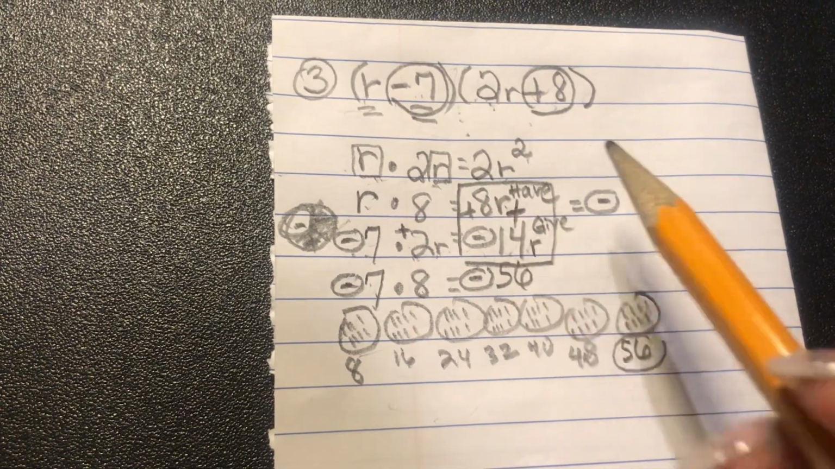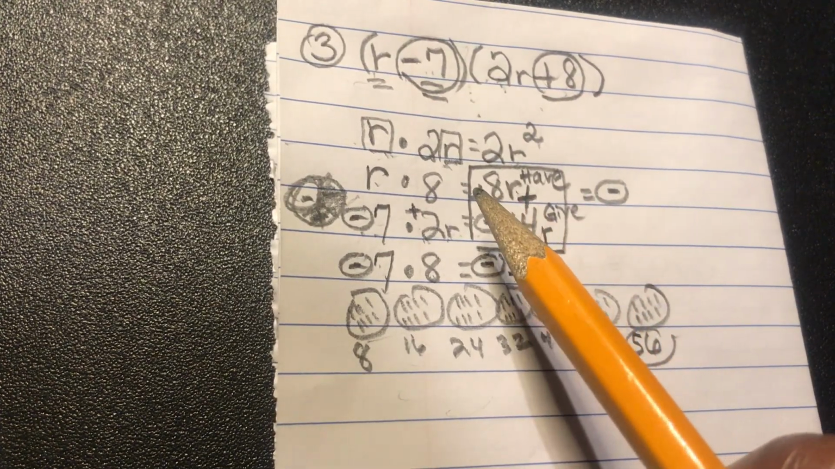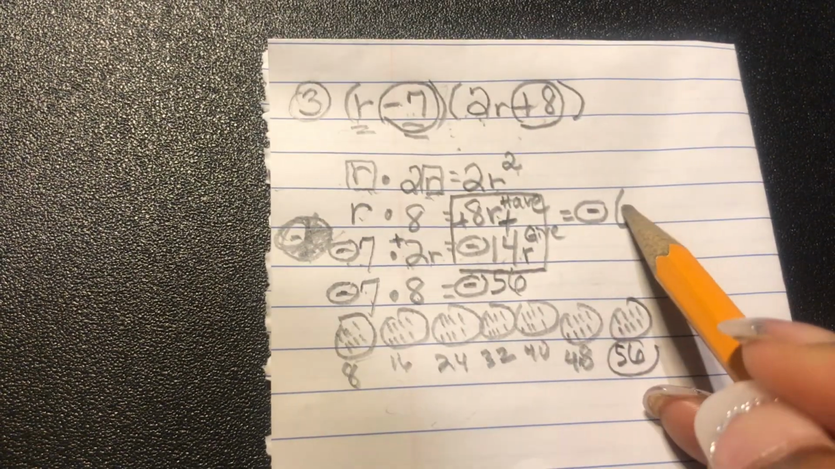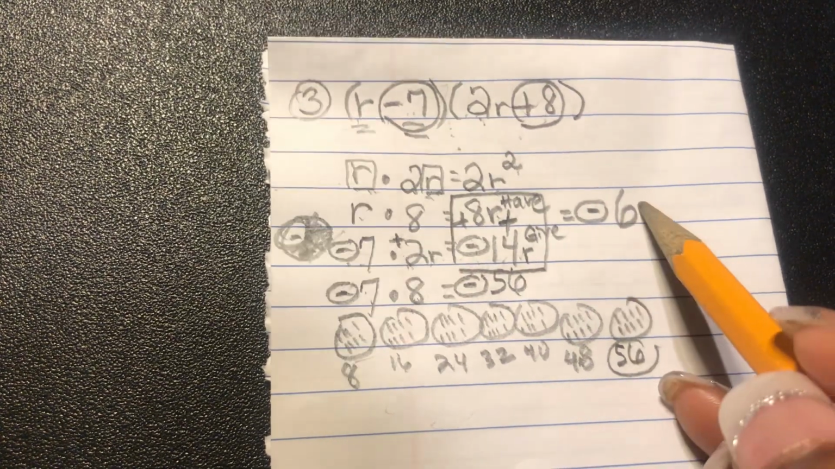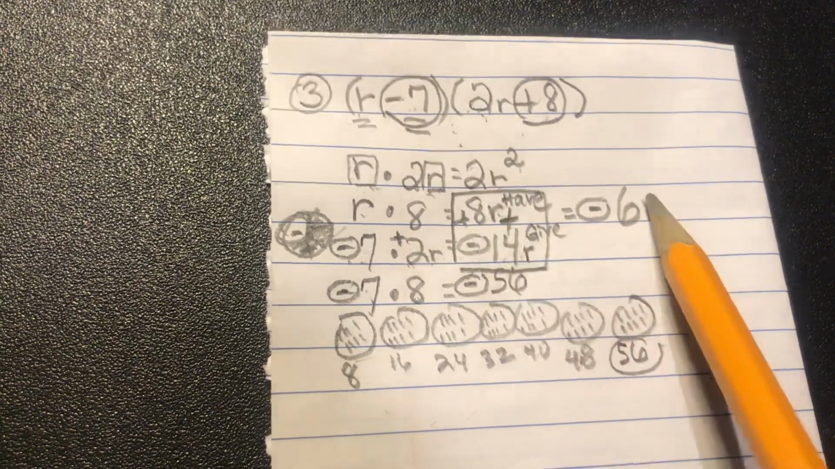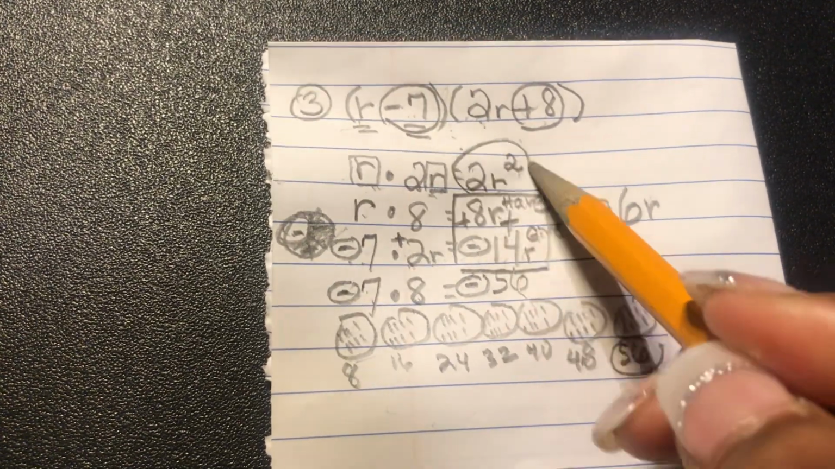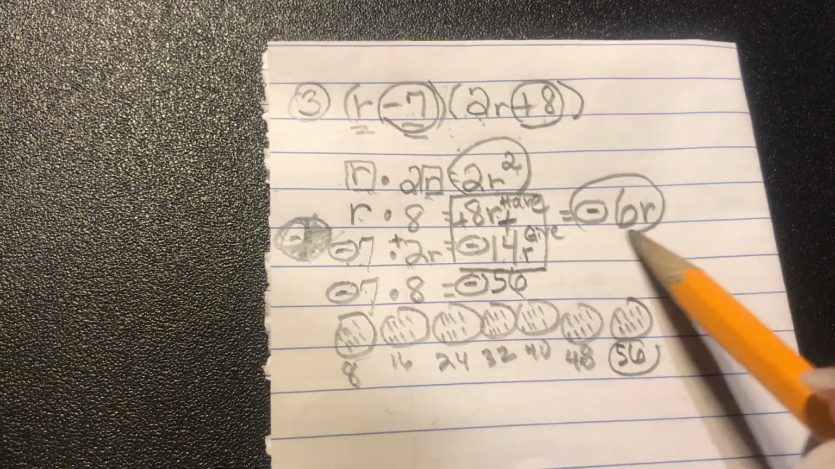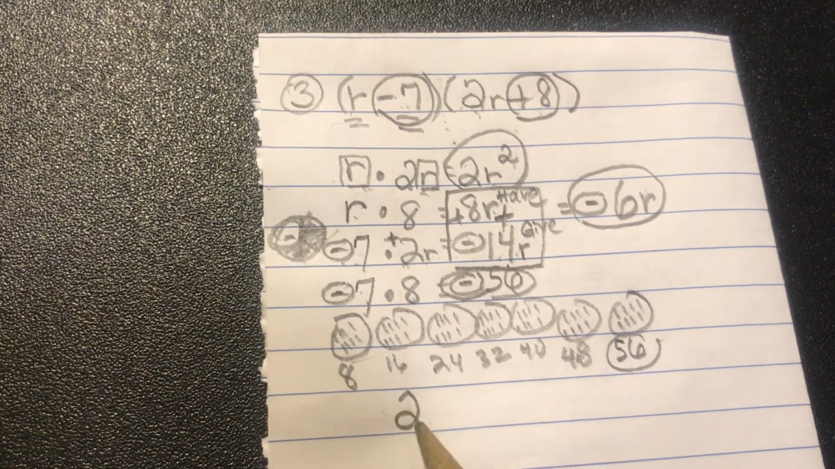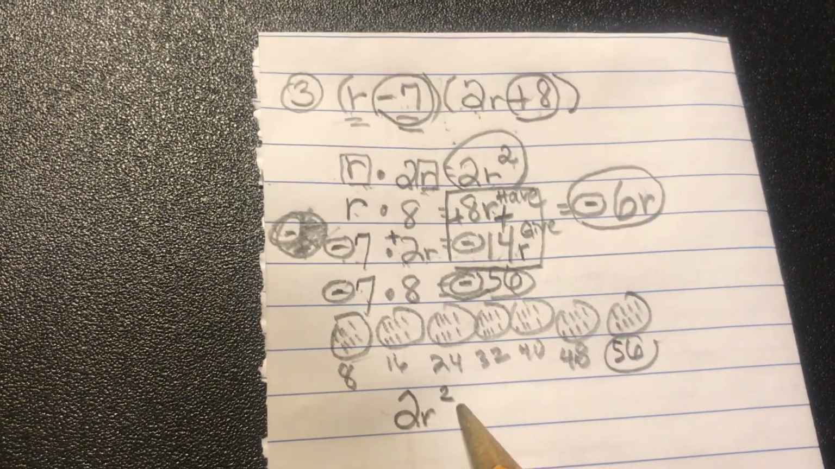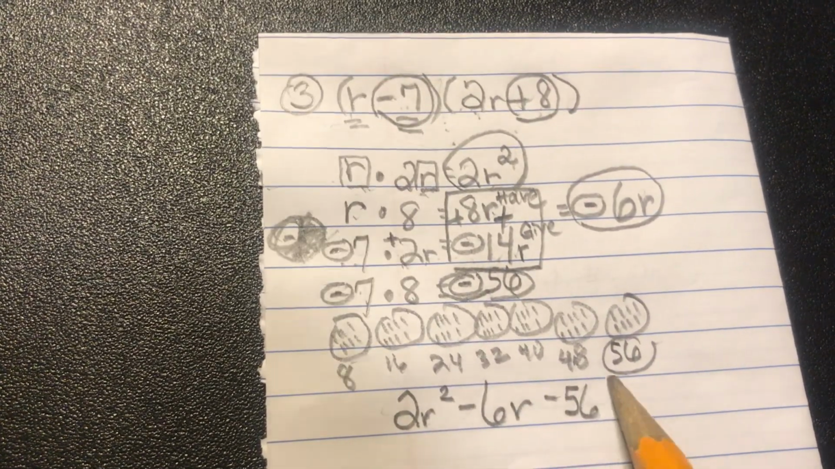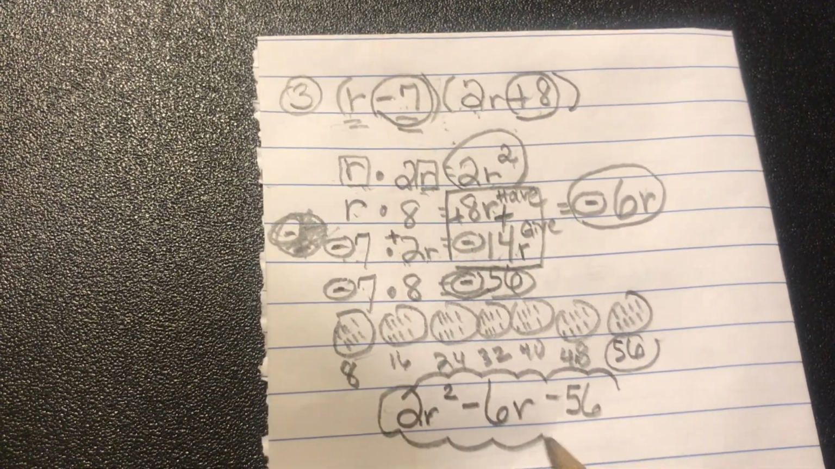And then subtract 14 minus 8. We get 8, 9, 10, 11, 12, 13, 14. 6. And don't forget your letter r. Please don't put an r squared because we're not multiplying, we're adding. So these three are your answers. 2r squared minus 6r minus 56. So I'm just going to write that here. 2r squared minus 6r minus 56. And that's it.